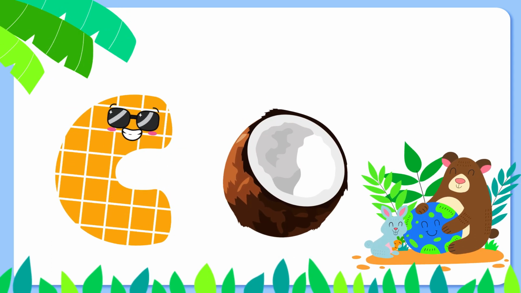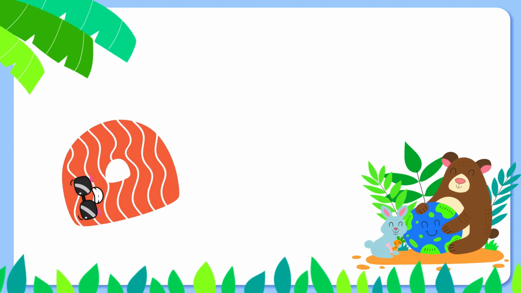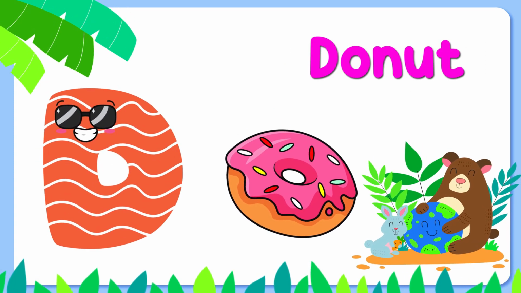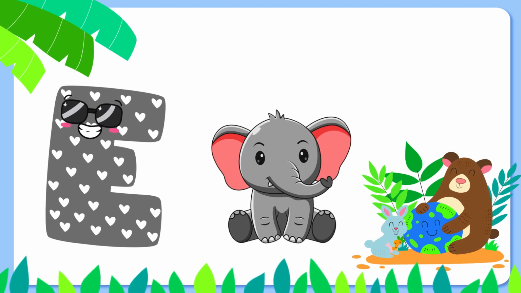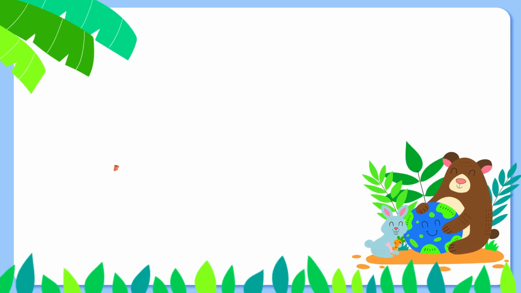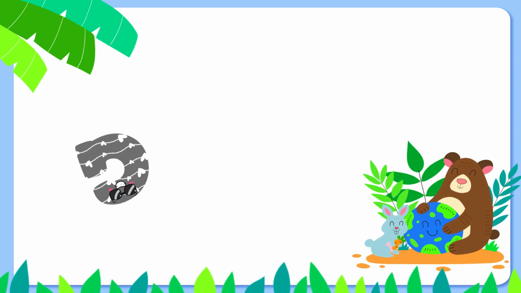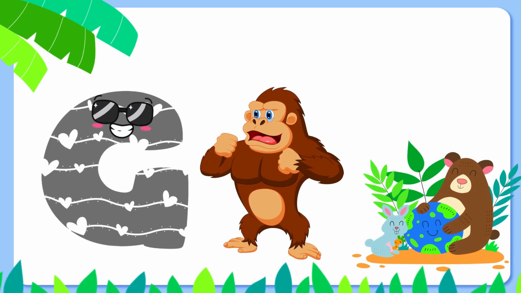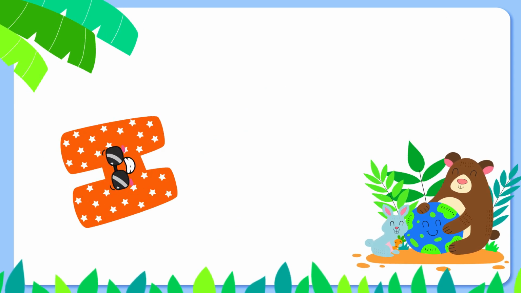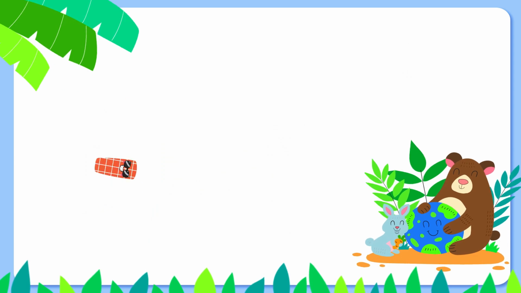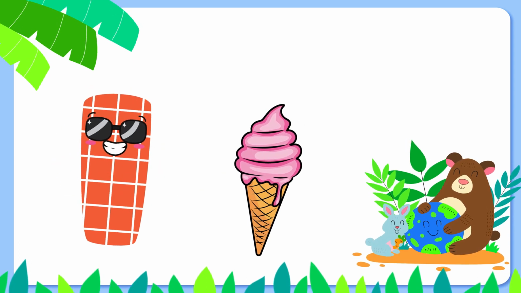C is for coconut. D is for donut. E is for elephant. F is for fairy. G is for gorilla. H is for head. I is for ice cream.